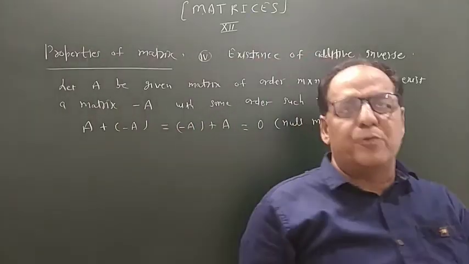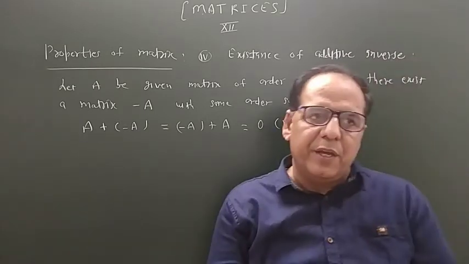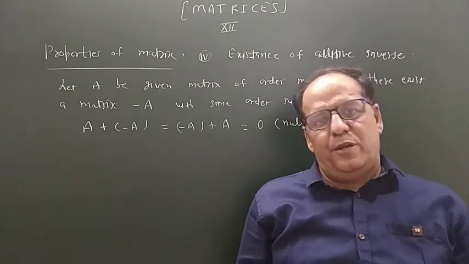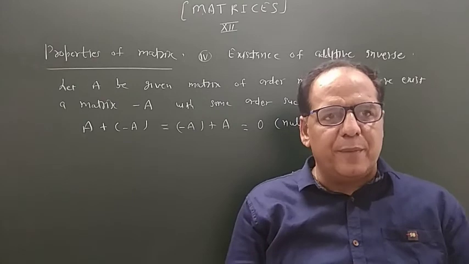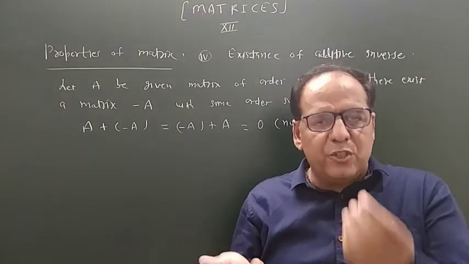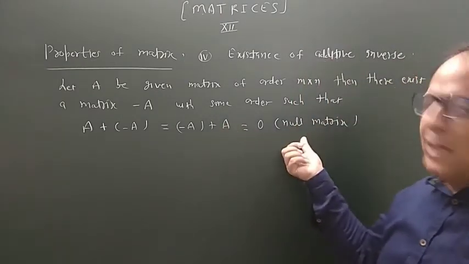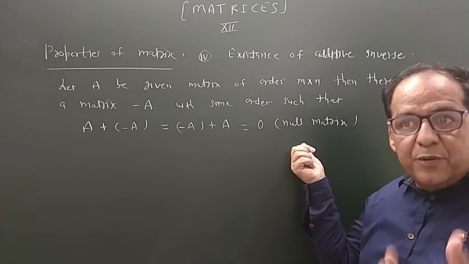According to numbers, suppose I am saying 3 is the given number. What will be the additive inverse of 3? No doubt minus 3, because 3 plus minus 3 equals 0. What is 0? 0 is the additive identity. So here, the null matrix is the additive identity.